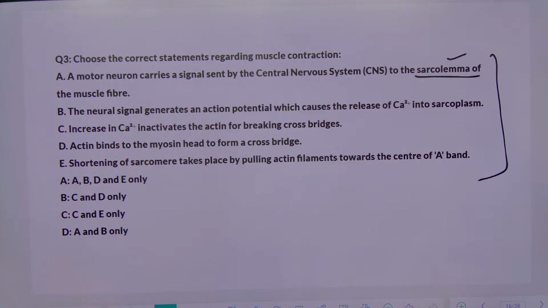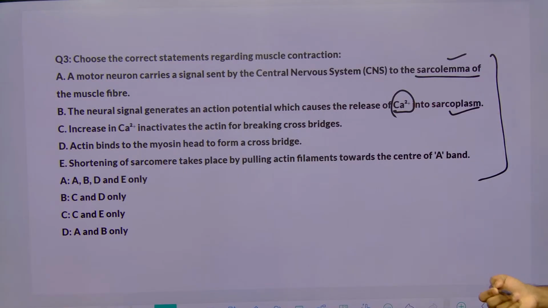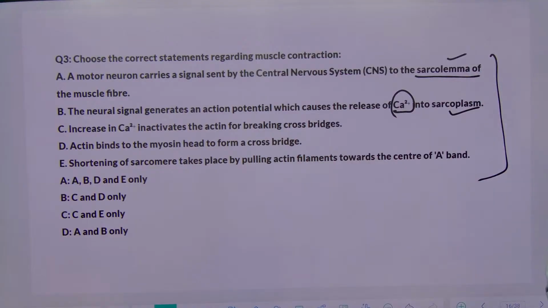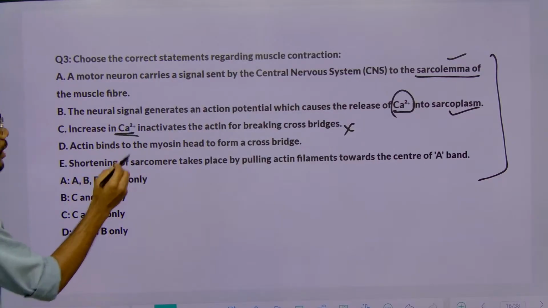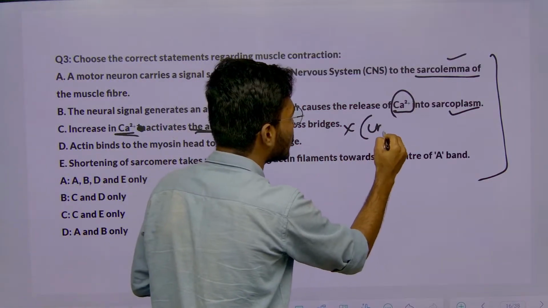The neuron signal generates an action potential, which is also called depolarization, which causes the release of calcium ions into the sarcoplasm. It is called the cytoplasm of this muscle fiber. Next, increase in calcium inactivates the actin for breaking cross bridges. Alright. So whenever there is an increase in calcium, these actin molecules will be activated, which means unmasking will be done. So that is not inactivation, that will be activation. So this statement C will be wrong. So with increase in calcium levels, what happens? Activation of these actin molecules, which means unmasking.